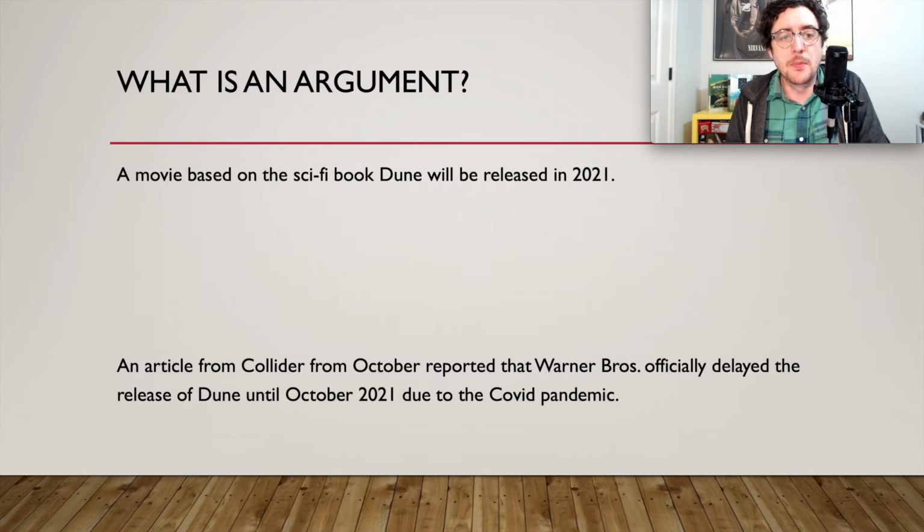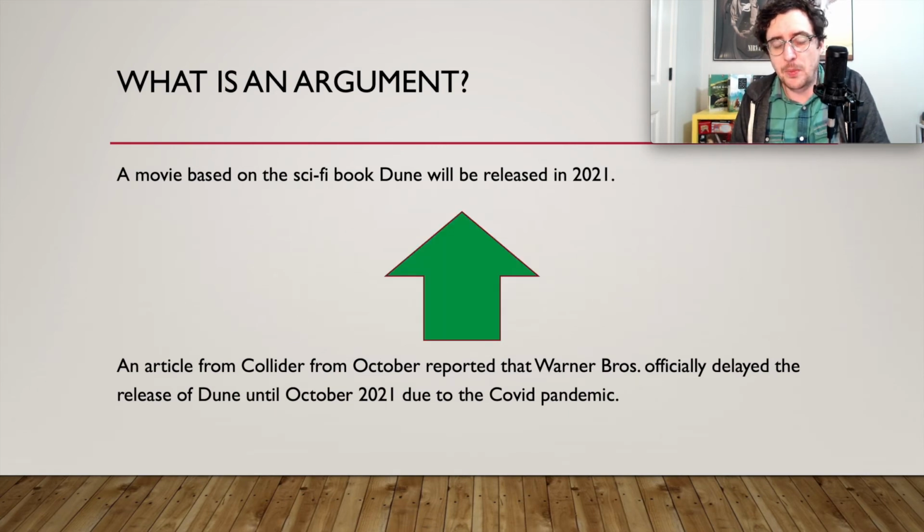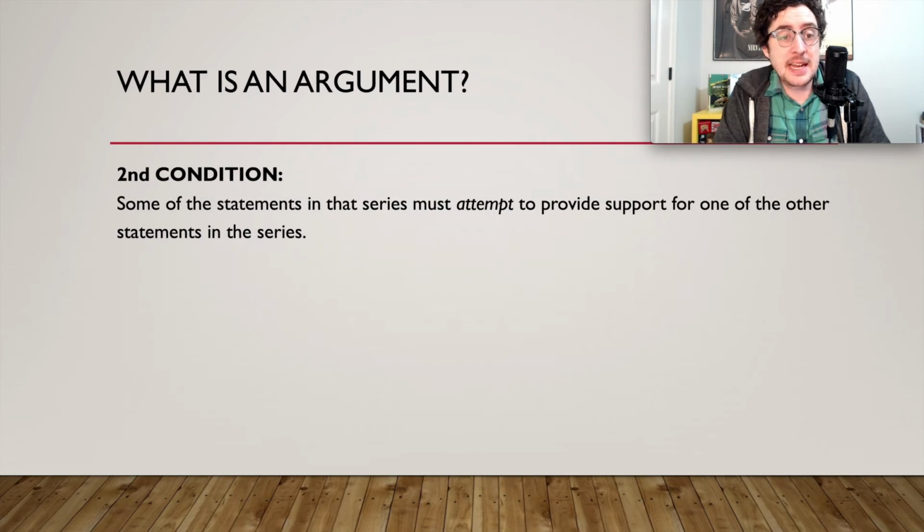So consider: a movie based on the sci-fi book Dune will be released in 2021, and an article from Collider from October reported that Warner Brothers officially delayed the release until October 2021 due to the COVID pandemic. Well, in this case, I'm making two statements, but they are very closely connected. The statement about the Collider report is meant to support, sort of hold up, this claim that the movie's going to release in 2021. So that's where this second condition comes in. Not only must there be a series of statements, but some of those statements need to attempt to support. That attempted support is the relevant connection you need to turn a series of statements into an argument.